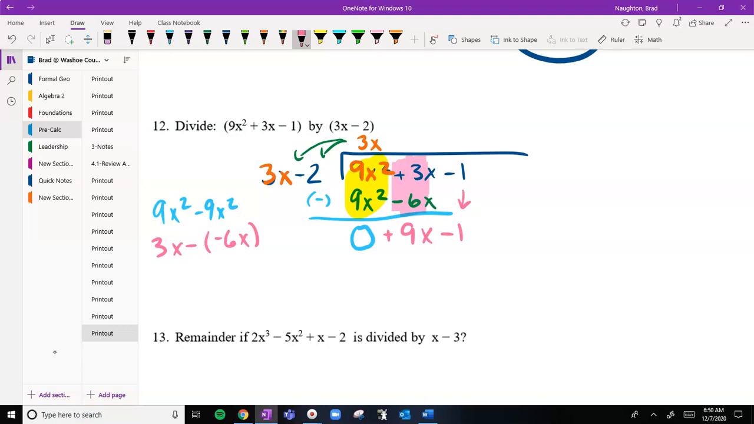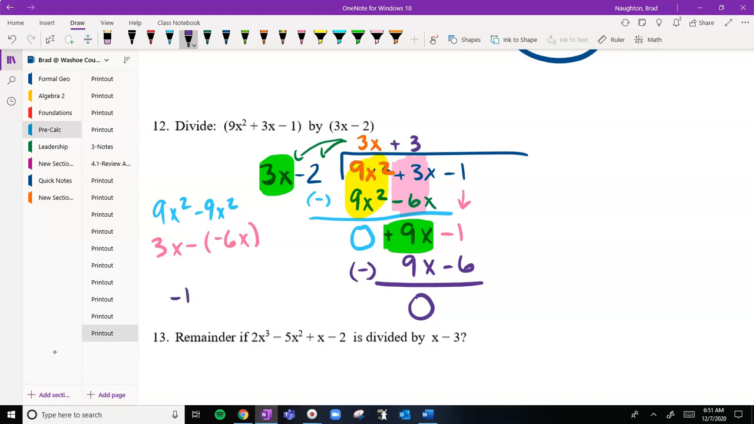So now we're going to say, okay, I have a 9x right here. How do I make this 3x look like that 9x? Well, I need another 3. So then I'm going to multiply, so I get 9x minus 6. So the first terms are going to cancel, because they always should, because they're the same number. And then I'm going to have a negative 1 minus 6.